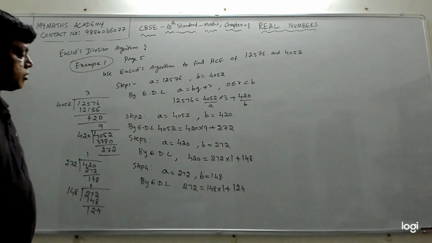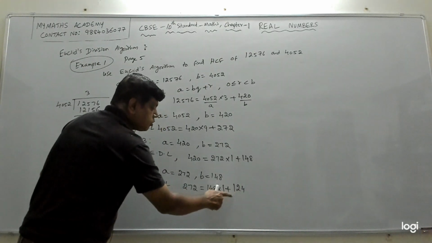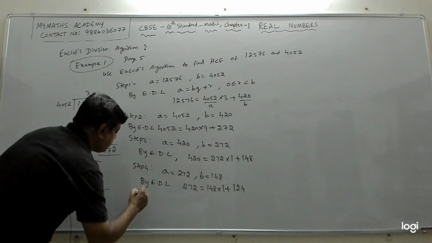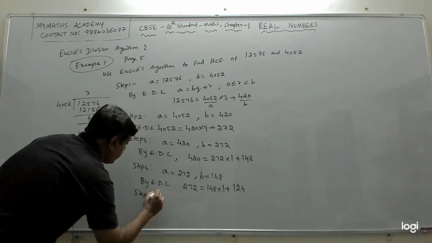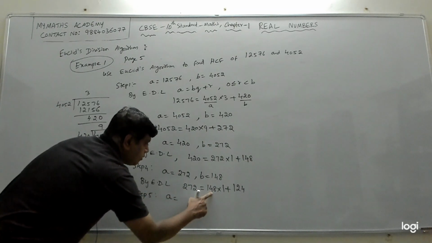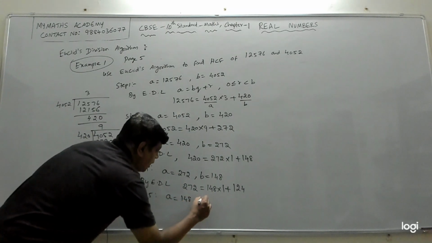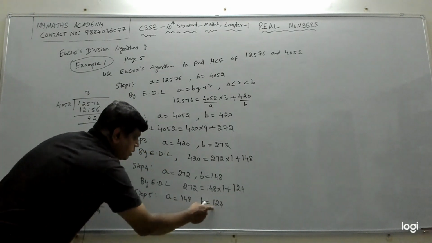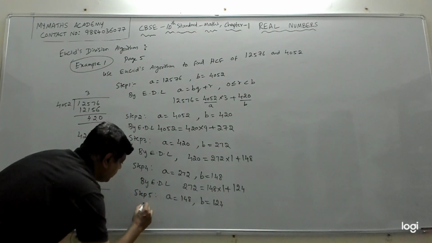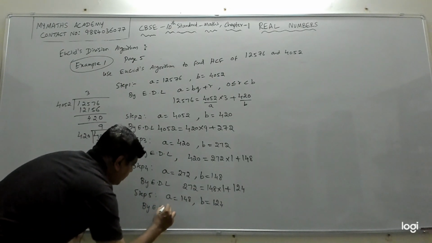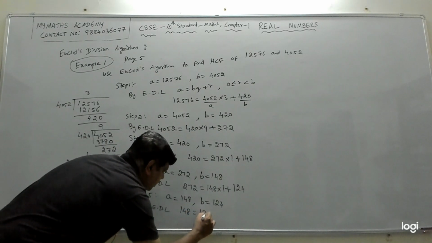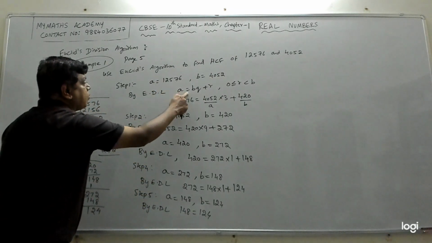But again what do we observe? The R is not equal to 0. So we should again continue. Right? If we again continue, we'll go to step 5. Step 5, what happens? My A becomes B, 148. And my B will become 124. Now again Euclid's division lemma between these two. So by Euclid's division lemma, A equal to BQ plus R.